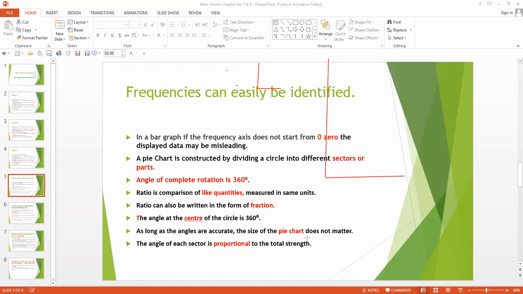In a pie chart, the angle you have drawn must be accurate. Size doesn't matter. So the angle of each sector is proportional to the total strength. It is a very important point that the angle of each sector is proportional to the total strength. And what is the total strength in a pie chart? Yes, 360 degrees. Clear? Now move towards the next point.